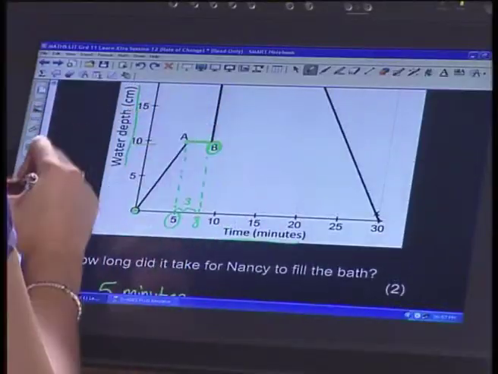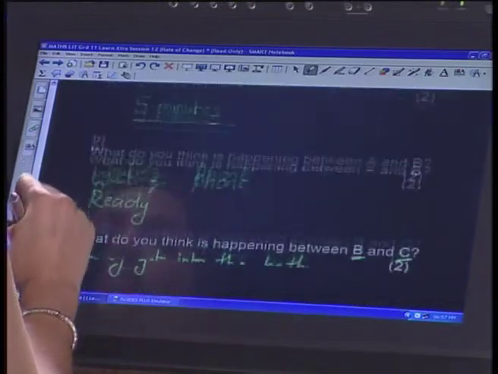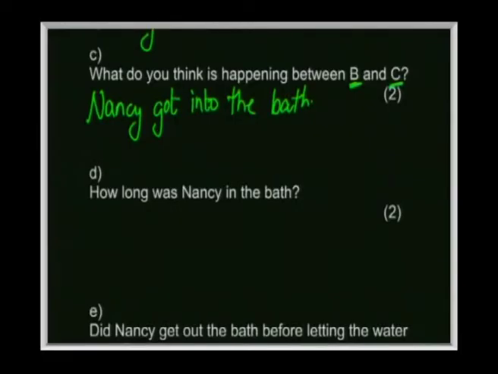Now, if you said Nancy put all her toys into the bath, or Nancy put her rubber duck into the bath, or Nancy threw her soap into the bath, that could be correct, but I don't think that toys or a rubber duck would be big enough to displace such a large amount of water, so it must be a human being getting into the bath. Next question. How long was Nancy in the bath?